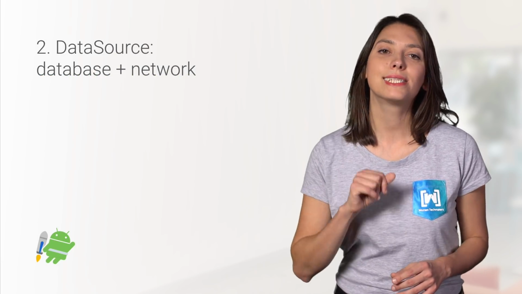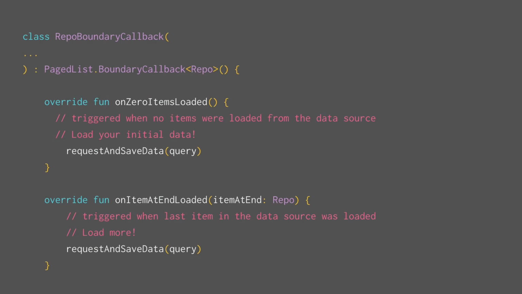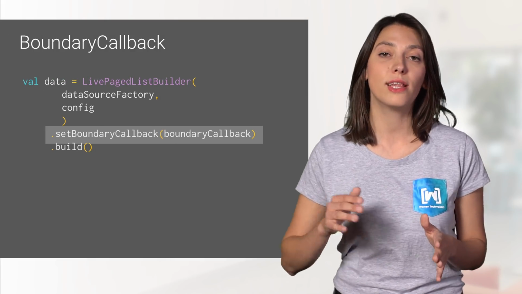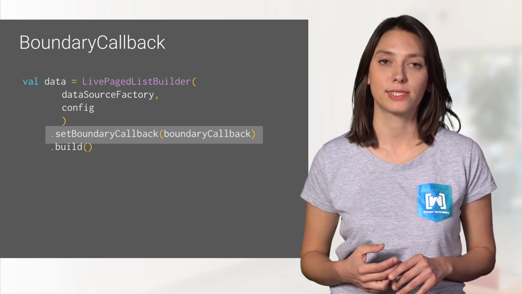Second case, let's say that the database is a cache for data loaded from network. So here you would still return a data source factory from the DAO, but you would also need to implement another paging component, a boundary callback. The boundary callback loads more data when the user gets near the end of the data that's in the local cache. After the data is inserted, the paging library automatically updates the UI. But don't forget to associate the boundary callback with the live page list builder you created earlier. That way, it can be used by the page list.